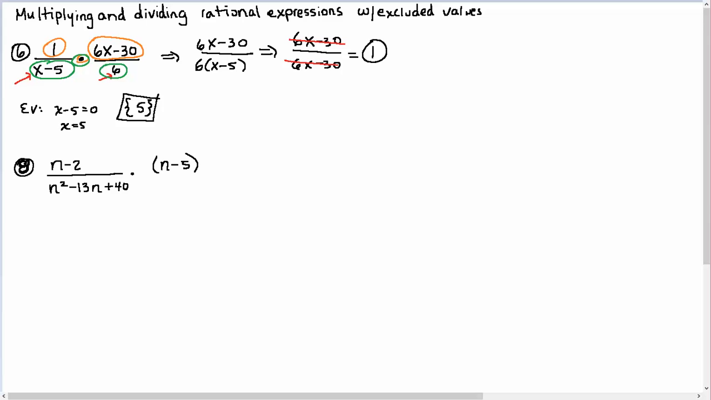Alright, for the next problem, we have this one. And in order to get the excluded value, we need to set the denominator equal to 0. Now this has an understood denominator of 1. So let's see, n squared minus 13n plus 40. I need two numbers that multiply to 40 but add up to negative 13. Is that even possible?